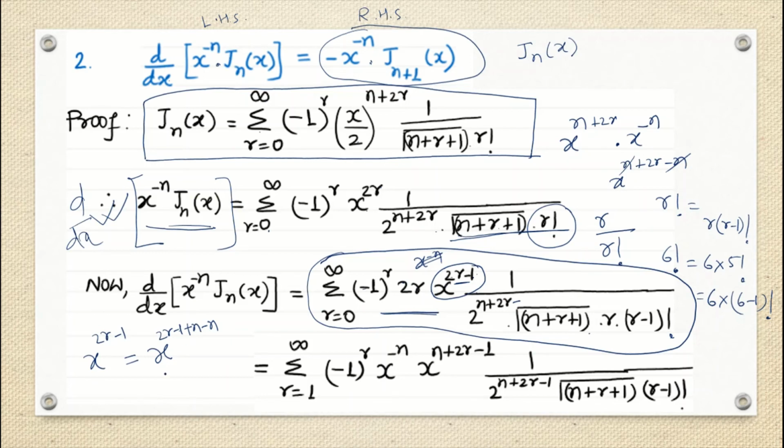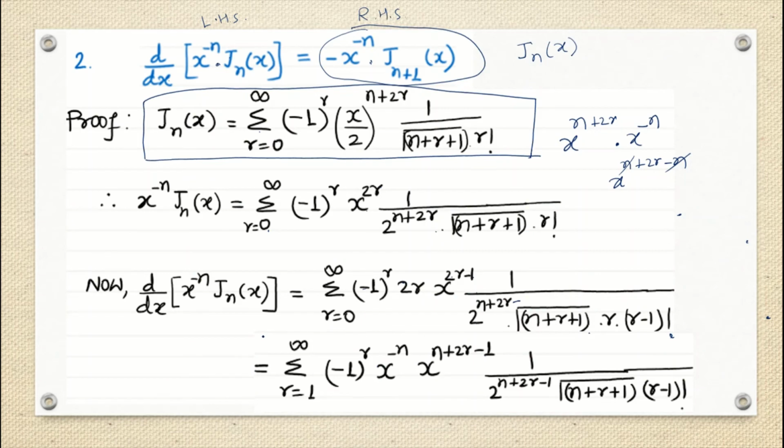Fine. So if I want to take x raised to minus n out, further we can write x raised to 2r minus 1 plus n into x raised to minus n. Correct? So I will take out x raised to minus n and what will remain is x raised to 2r minus 1 plus n. Is that okay? Okay, now you can notice that after taking out this x raised to minus n, that is also okay.